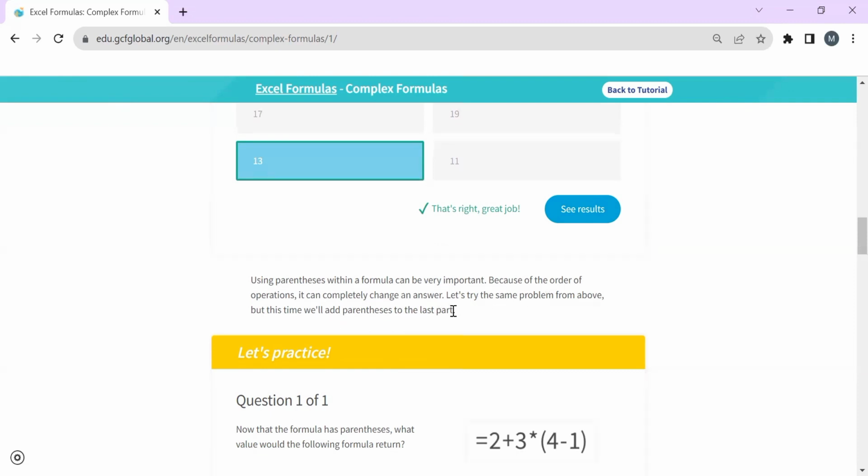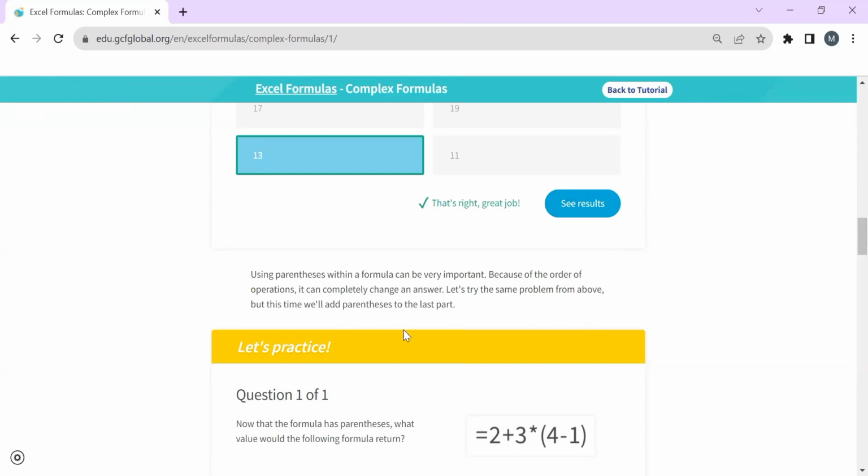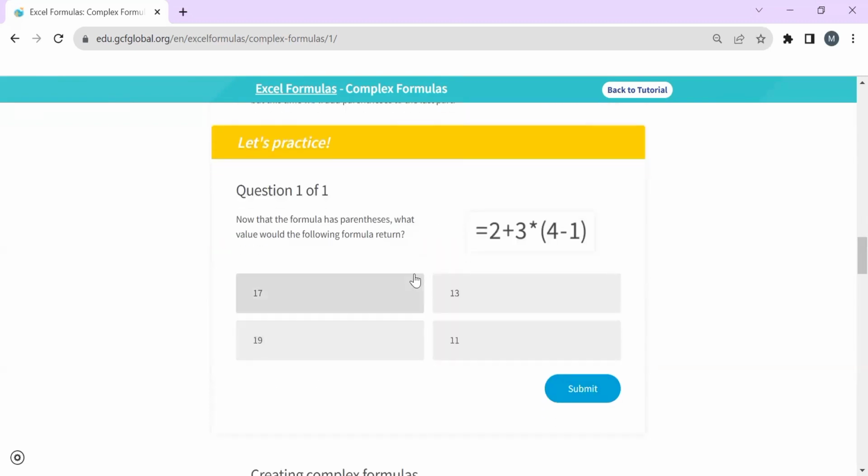Using parentheses within a formula can be very important because of the order of operation, it can completely change an answer. Let's try the same problem from above, but this time we'll add parentheses. So, yun nga, in-add natin yung parentheses, which is 2 plus 3 multiplied by 4 minus 1, with the parentheses around 4 minus 1. So, sa PEMDAS, una natin calculatin, yung naka-parentheses. So, 4 minus 1, magiging sagot natin is 3. Then, next is the multiplication. 3 times 3, magiging 9. Then, lastly, we will add 2, which is the answer will be 11.